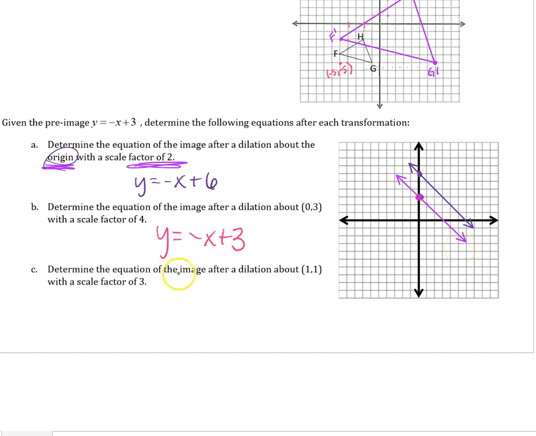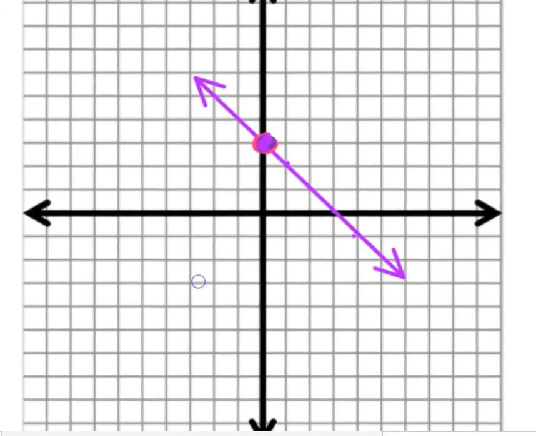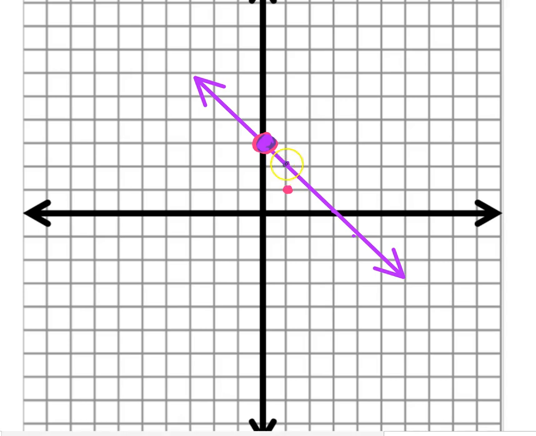Lastly, determine the equation of the image about the point 1, 1 after a scale factor of 3. Now it's very similar to what we did in the previous problem where we have to count our distances. 1, 1, let me zoom in here, is right there. So what I do is pick a point here and realize, all right, well, this is a distance of 1, but now it's going to be triple the distance. So here's a new location. Okay, this way I have a distance of 1, I'll triple it. Slope will still remain the same.